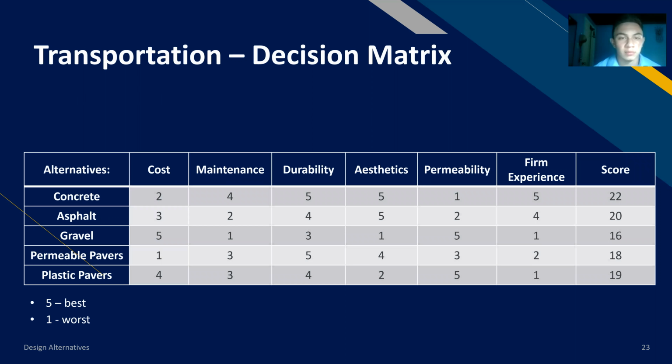The pavement types were evaluated according to their cost, maintenance, durability, aesthetics, permeability, and firm experience. Concrete will have a higher initial cost than asphalt, but will prove to be more cost-effective in the long run due to the less maintenance it requires, whereas asphalt will require the infill of potholes. Concrete also scored the highest in durability, aesthetics, and firm experience, making it the baseline design, and asphalt scored second, making it the second alternative.